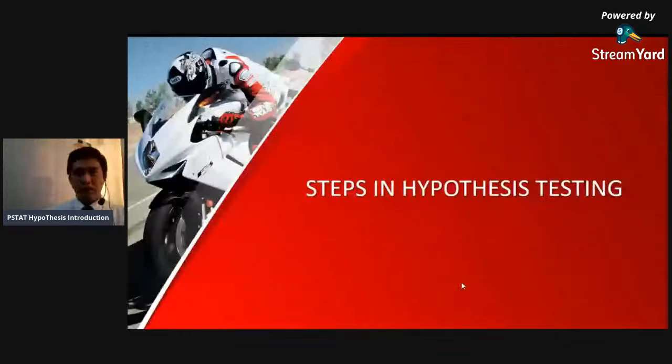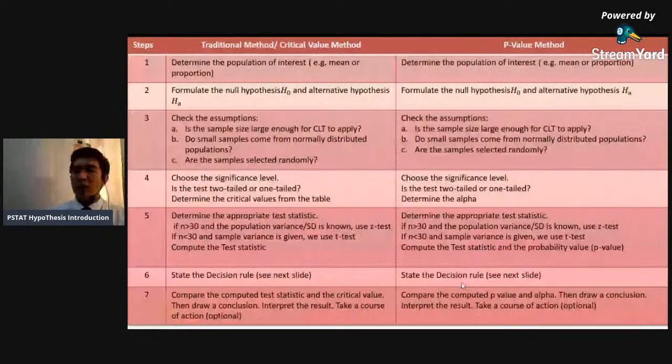Okay, so in this step in hypothesis testing, I presented to you two methods, the traditional and the p-value method. Okay, so I have here seven steps. But you can sum it up once you already know the process or you already master the procedure. You can shorten the seven steps. But in your activity you should do the seven steps. When you are doing the actual, you can simplify this.